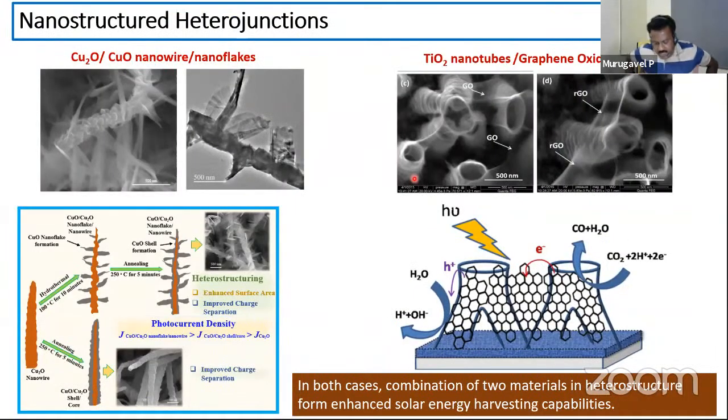Then Dr. Somnath Chandra Roy, as I mentioned earlier, is trying to explore nanostructures and heterostructures, nanostructure heterojunctions for energy applications. In this slide, you could see some beautiful images where metal oxide nanowires and nanoflakes, for example Cu2O and CuO structures, are seen. And here what we see is TiO2 nanotubes wrapped with graphene oxide. These kinds of structures are planned for energy harvesting, solar energy harvesting.